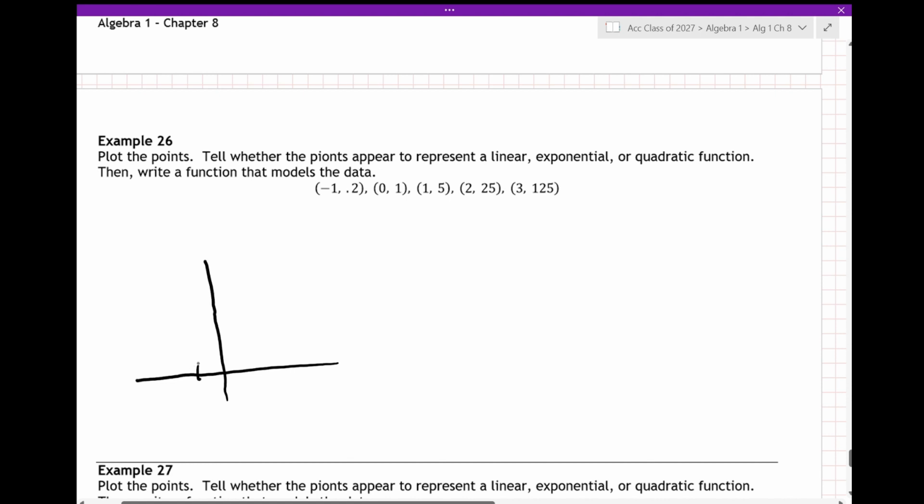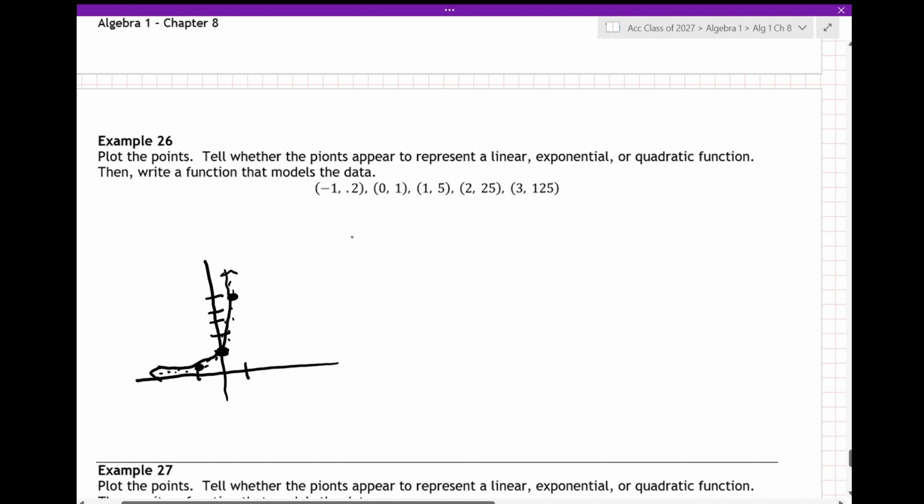Negative 1.2 is going to be somewhere in that region. 0, 1, 1, 5, 1, 2, 3, 4, 5. And I'm not going to plot the rest of them because those are going to be way off. We can see that it's going to be exponential there, isn't it? All right, if I can draw that curve in there a little bit, it's going to look pretty exponential there.